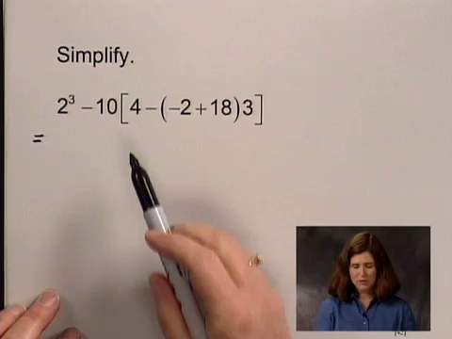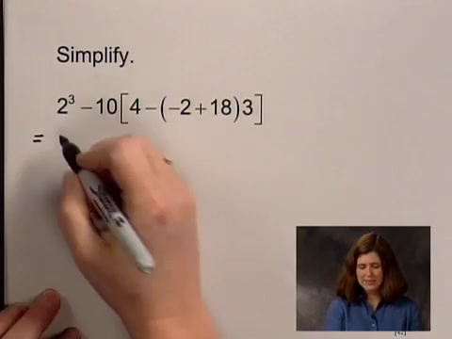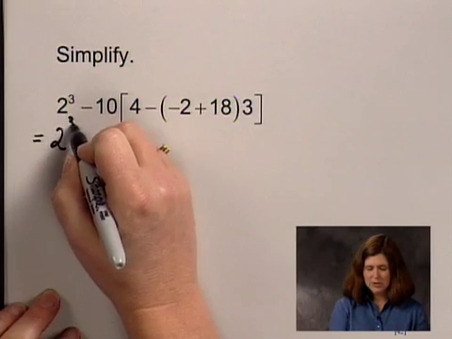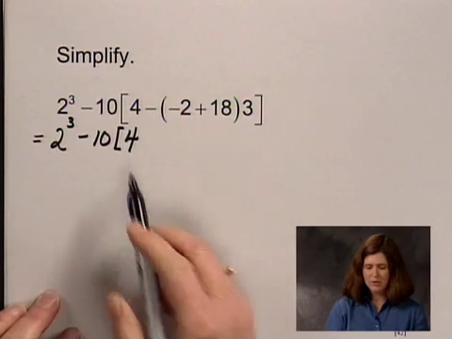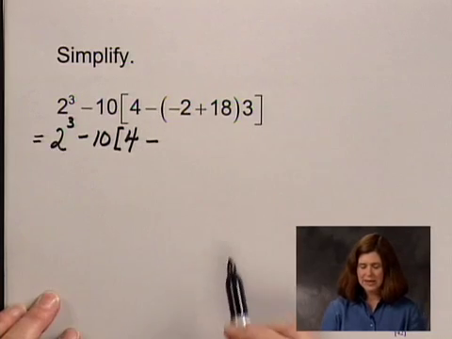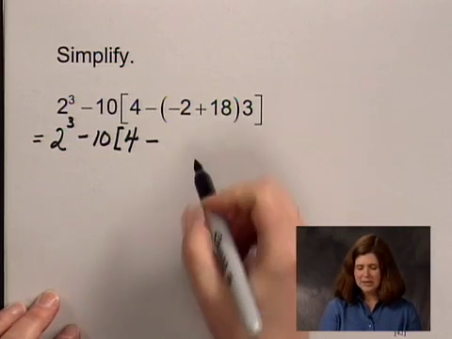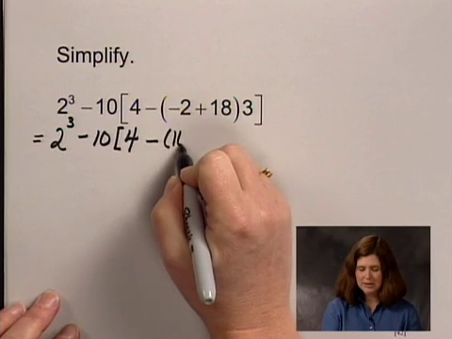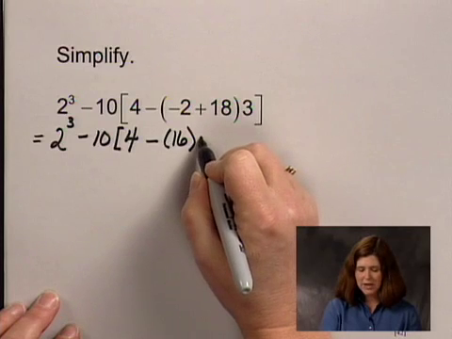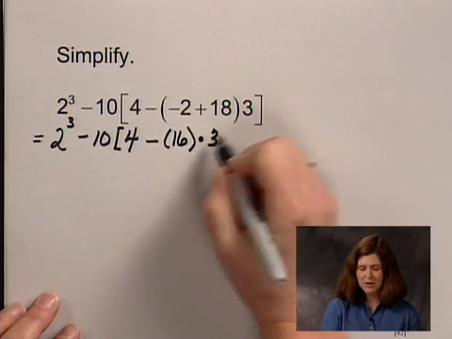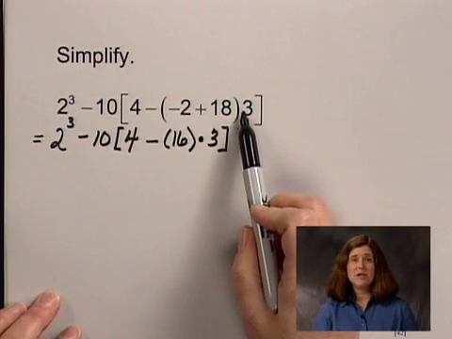the innermost set of grouping symbols, which are the parentheses here, which is negative 2 plus 18. So we have 2 cubed minus 10 times the quantity 4 minus. Now I'm going to simplify the negative 2 plus the 18, and that gives me 16. Now this is times 3. I'm actually going to write in the operation times 3, which might be something you might want to do even on a test so that you don't miss that that is an operation of multiplication.